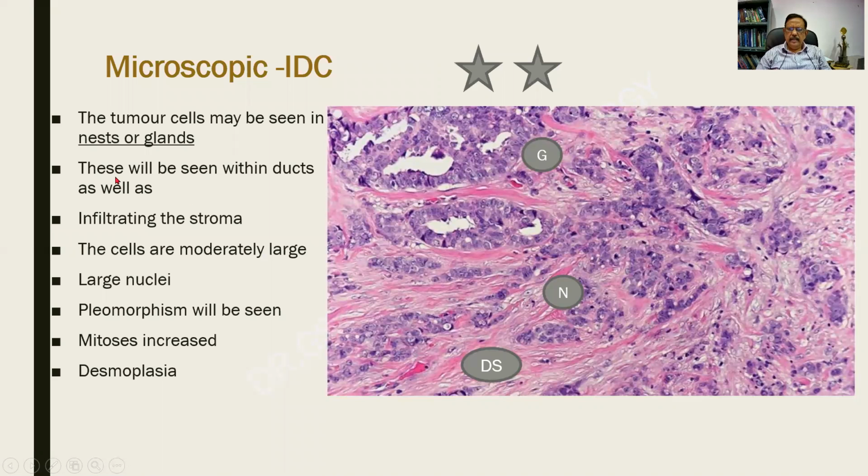The other features are, these will be seen within the ducts also. There can be an intraductal carcinoma somewhere. There is infiltration. And all the features of a malignant neoplasm you can apply. Cells are large, nuclei pleomorphism will be seen. Mitosis increased. So all these are features of malignancy. So boldly you can apply this in the answer. Otherwise you'll have to learn by heart each and every malignant neoplasm, which will be difficult. And all the stars incidentally indicate that you must know, must write, must get marks.